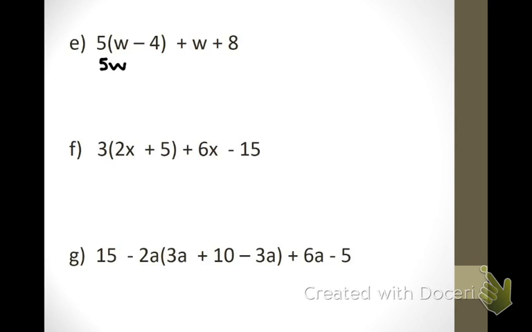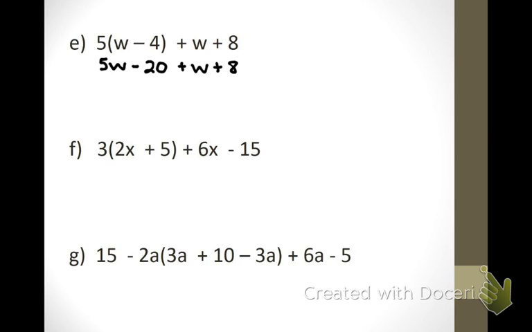Now, what is 5 times negative 4? Negative 20, because when you have only one negative, the negative stays there. If you have an even number of negatives, it turns positive. So let's bring everything else down. Plus w and plus 8. Now I have a problem that looks exactly like everything that I have done so far. So let's combine our like terms.